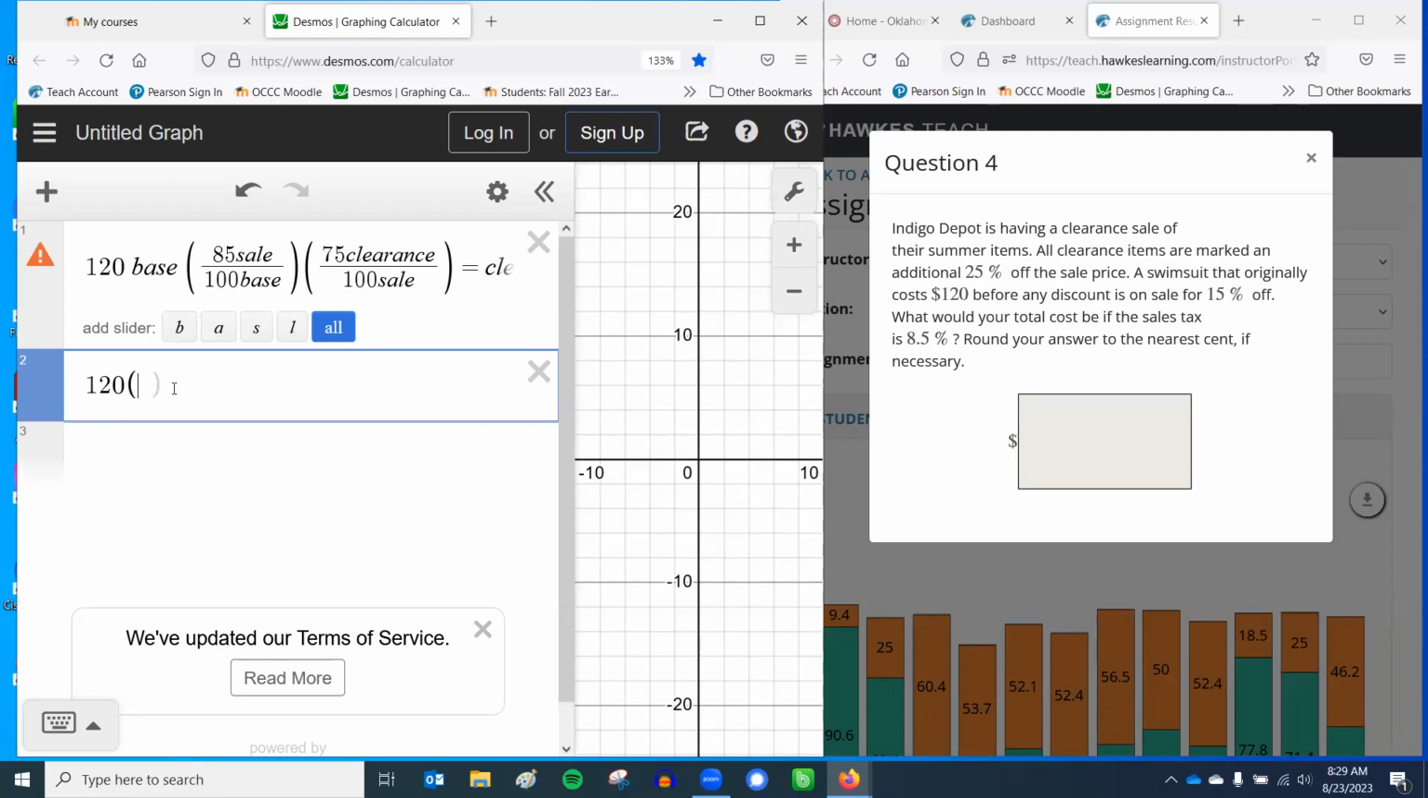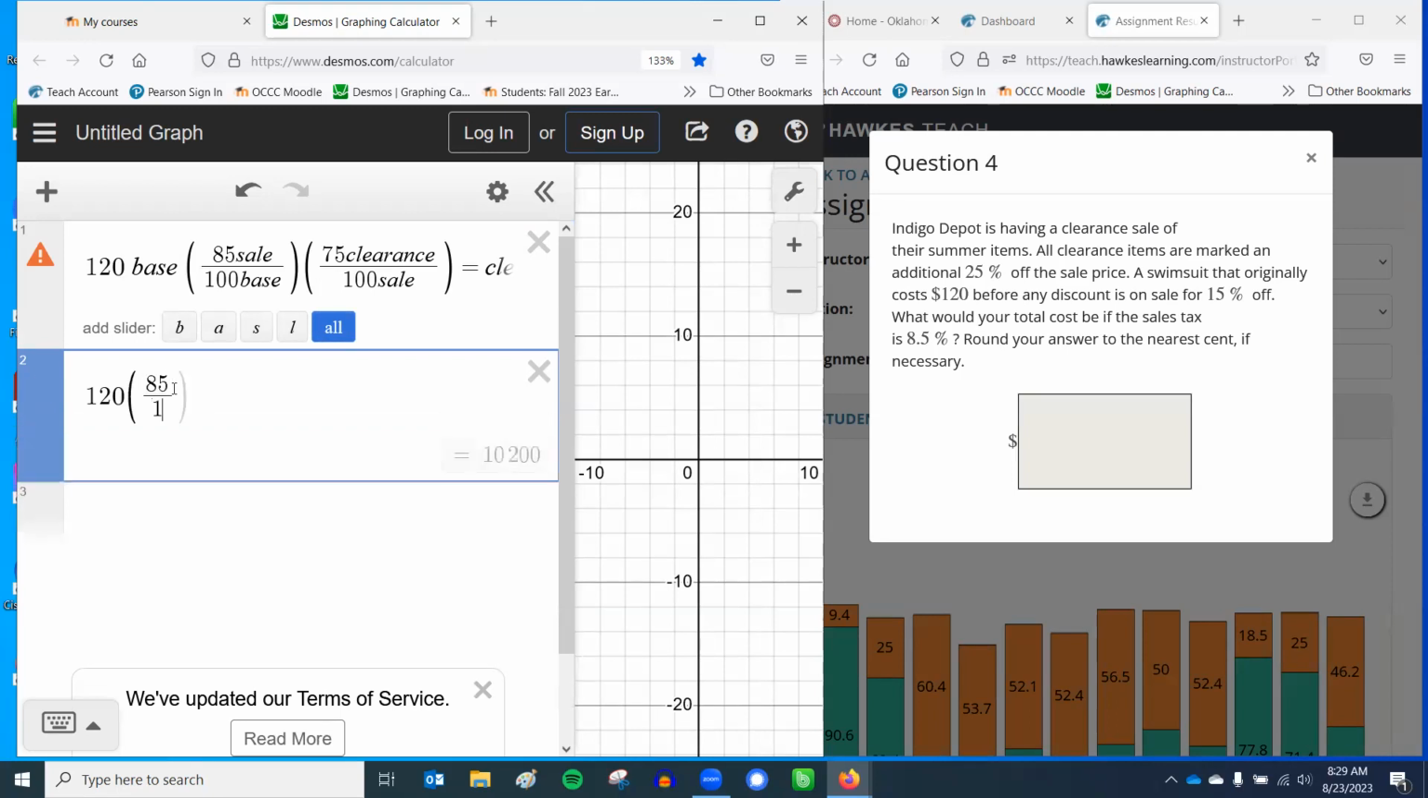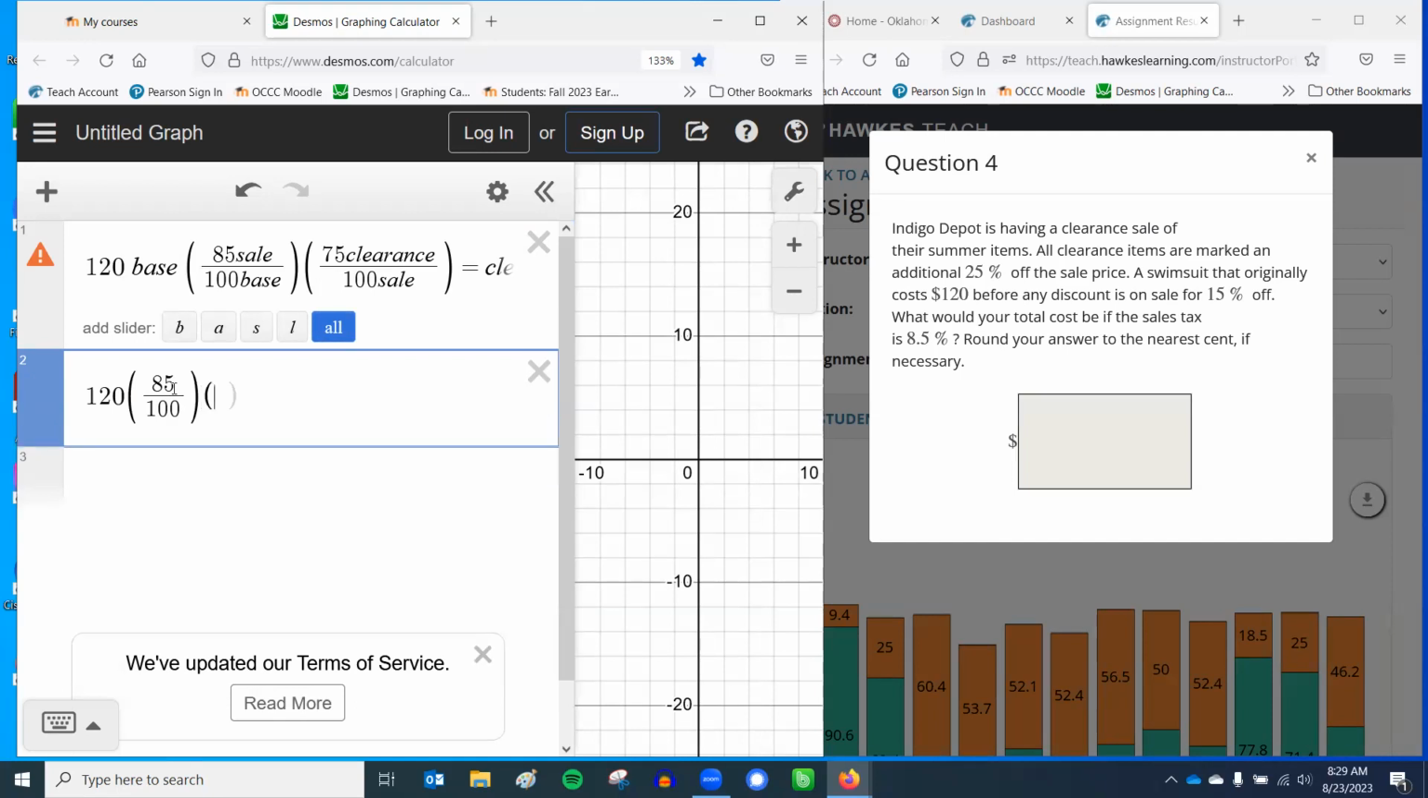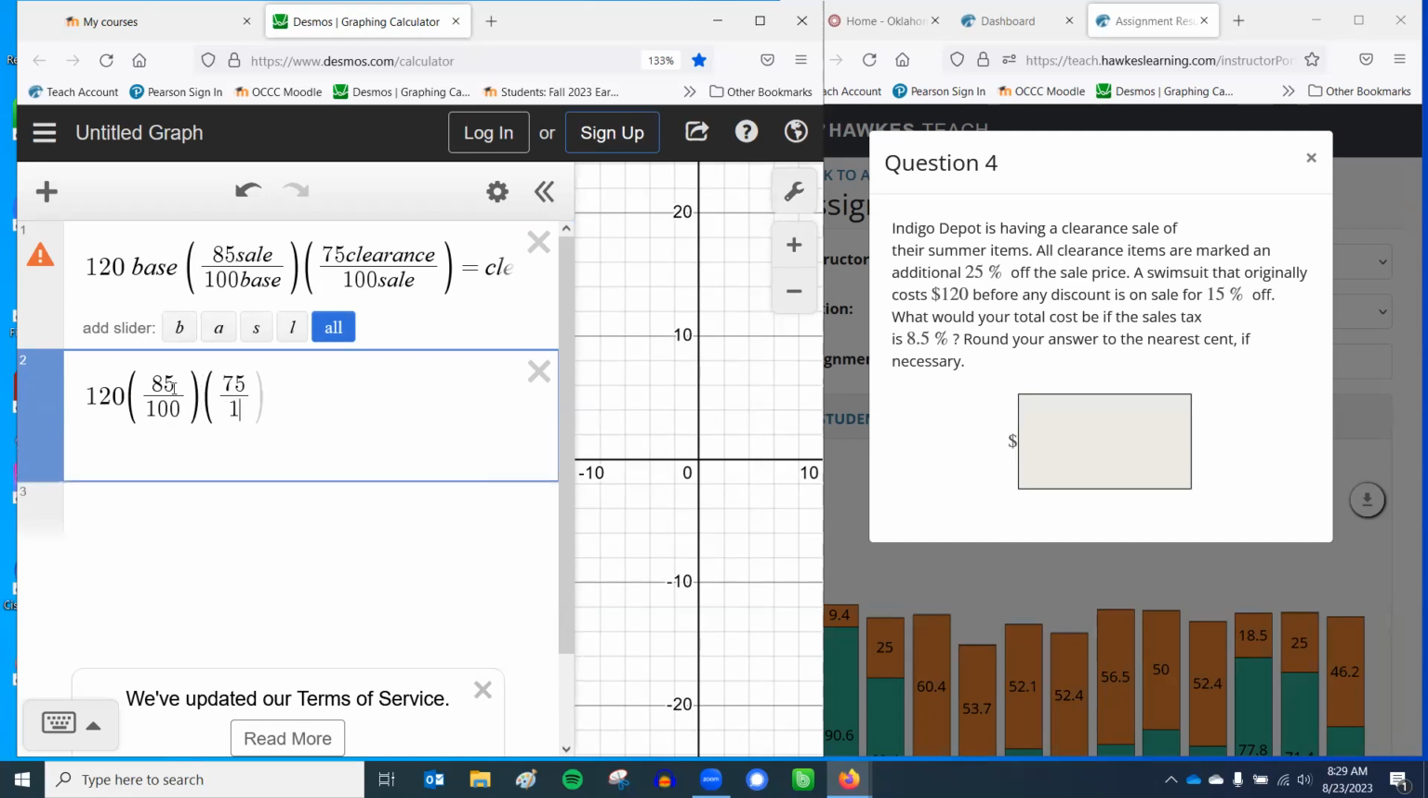Okay. So let's see how this works with the numbers. 120, 85 over 100 times 75 over 100 equals 76.5 clearance dollars. All right.